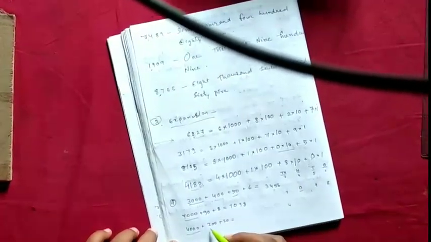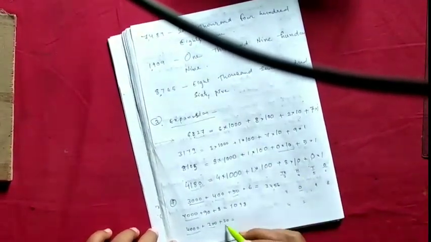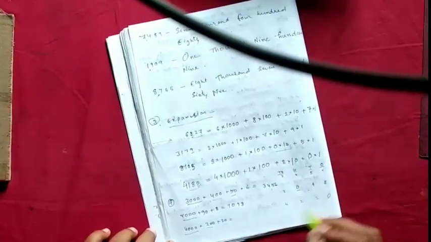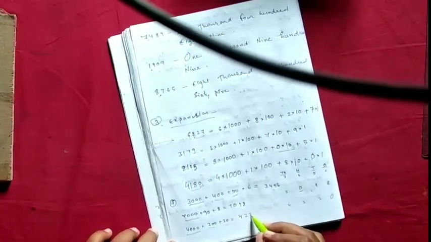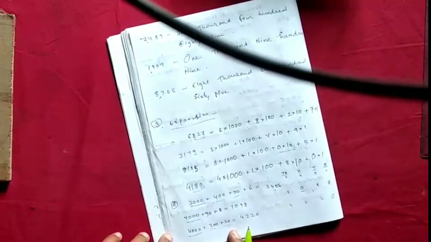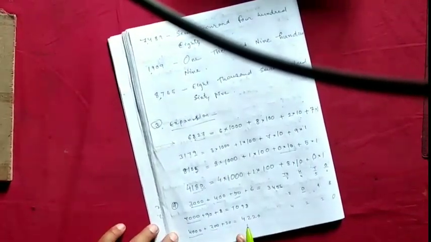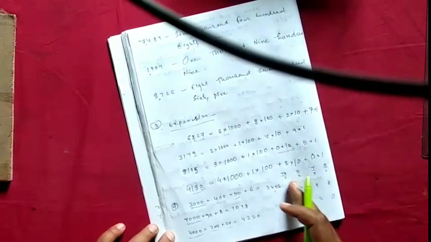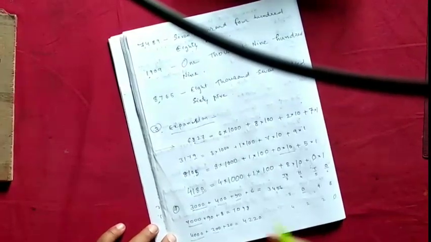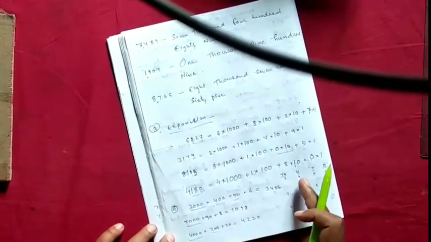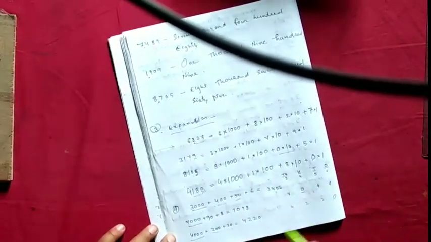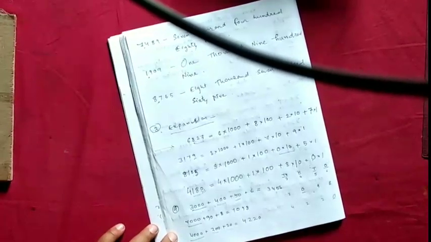Last one, 4000 plus 200 plus 20. 4000 means 4 in the thousands place. 200, 2 in the hundreds place. 20, 2 in the tens place. The ones place is not there, so it is nothing, so 0. So 4220. If the expanded form does not give any digit position, then you just put 0. Here we did not find any hundreds place in the expanded form, so we put 0.